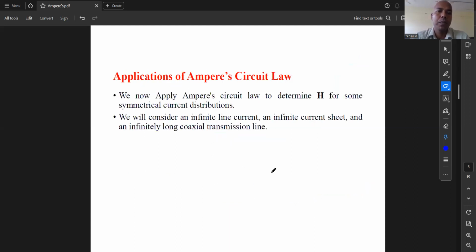Where do we find application of Ampere's circuital law? We can apply Ampere's circuital law to determine the magnetic field for symmetrical current distributions. Just as we apply Gauss's law for symmetrical charge distributions, in the same way we apply Ampere's law for symmetrical current distributions. For example, for finding the magnetic field from an infinite line current, an infinite current sheet, and infinitely long coaxial transmission lines.